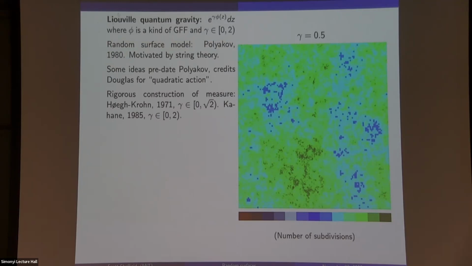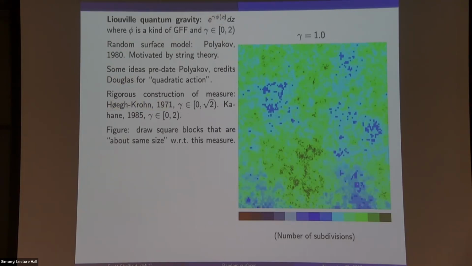So, sometimes you credit Douglas from the 1930s for coming up with what they call this quadratic action. Høegh-Krohn in 1971 described this random measure you get by exponentiating the Gaussian free field. Some of these ideas go back much earlier. The general idea of string theory, of trying to sum over surfaces, goes back earlier.